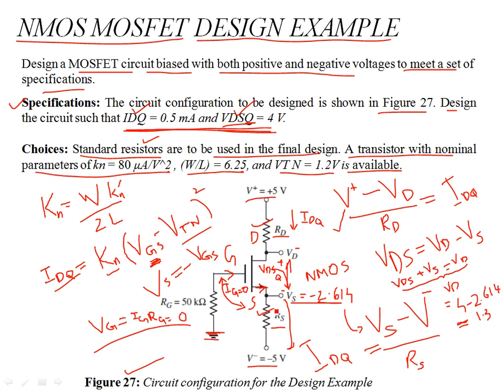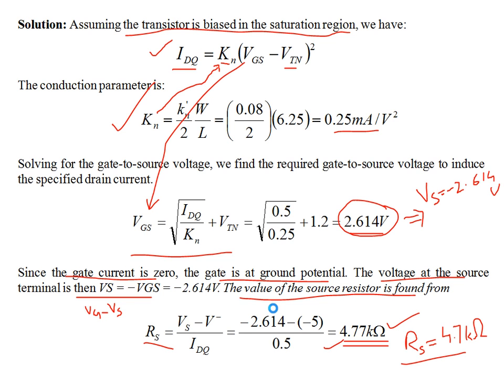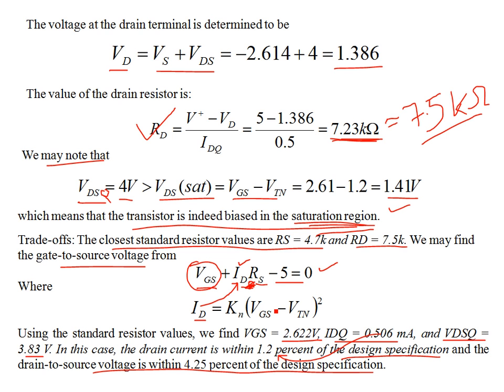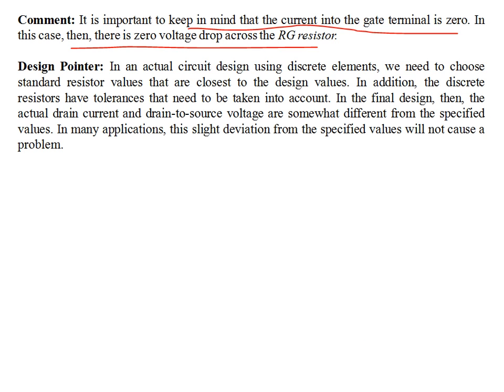If the design choices are such that RD and RS need to be commonly or easily available, then you specify how much you deviate from the design. The deviation is small, that's still acceptable: 1.2%, 4.25% for the drain source voltage, 1.2% for the drain current.